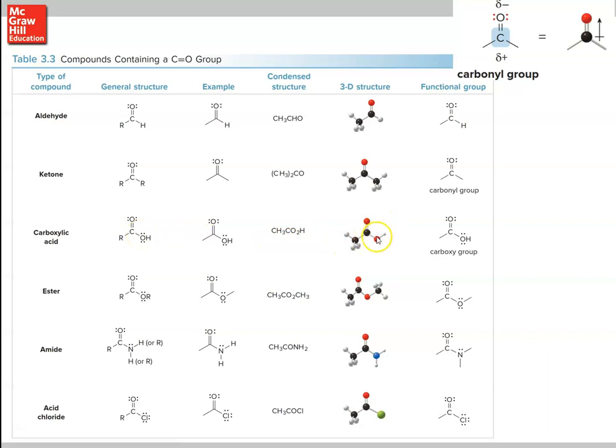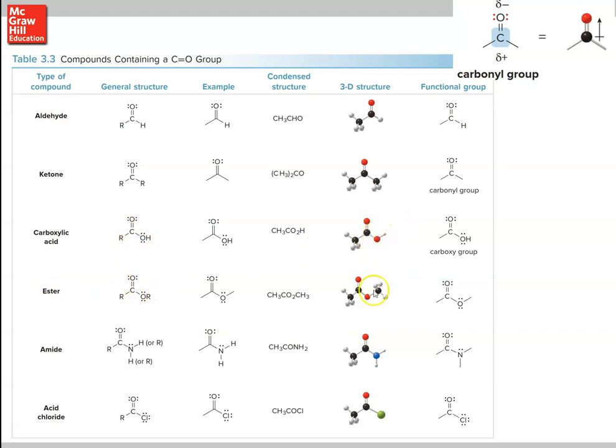So you can see over here in the three-dimensional, again, trigonal planar, and we have this at the end. Now, it looks similar to an aldehyde, except we've replaced that hydrogen with a hydroxy group. Next is the ester compound. Again, similar to a carboxylic acid now, but we've changed something.